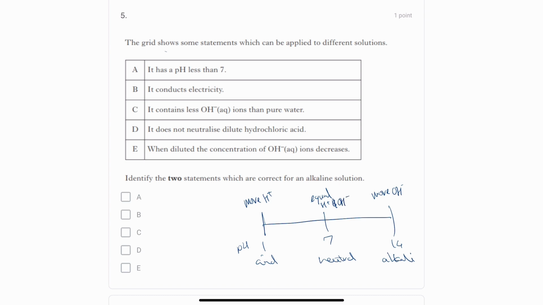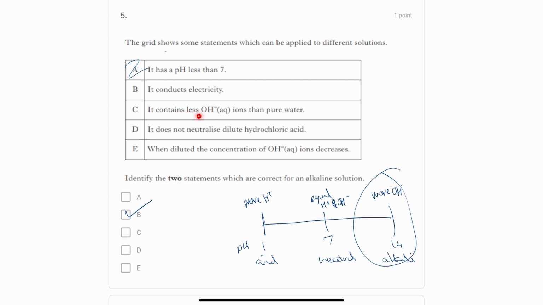So we're looking for an alkaline solution, which would be at this end. So a pH less than 7, well now we can see that's not true because it's a pH greater than 7. So A is not a correct answer. Then B, it conducts electricity. So anything that is ionic, an ionic solution, will conduct electricity. Because the alkaline solution has hydrogen and hydroxide ions, then there are ions that are free to move, so it can conduct electricity. So B would be a correct statement.